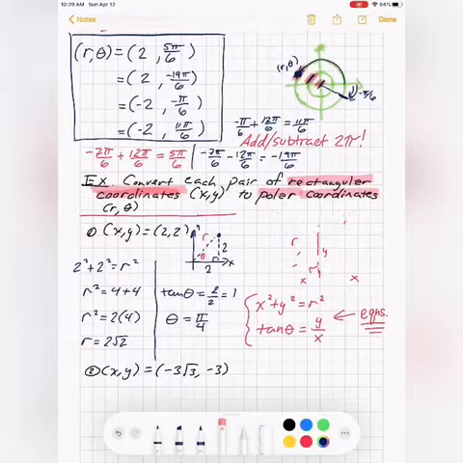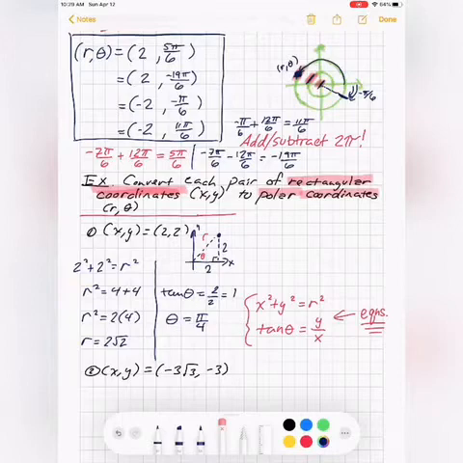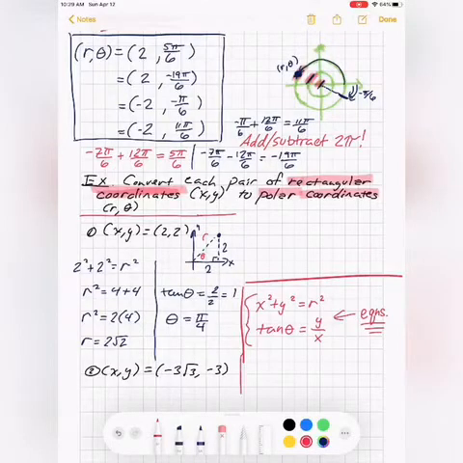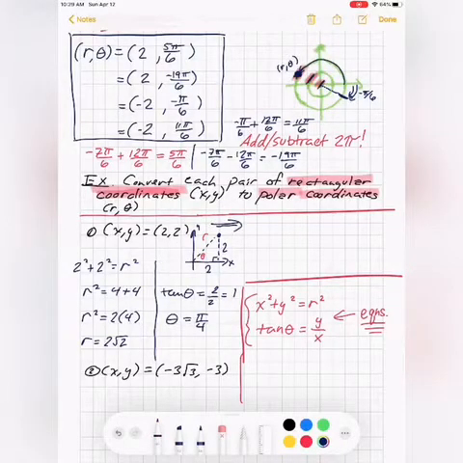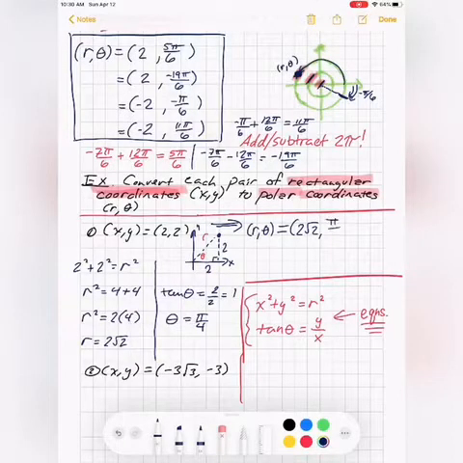Let me clean some of this up, a little bit more room. These were my general equations here. So then I would say, therefore, if xy is (2, 2), then r theta is (2 root 2, pi/4).